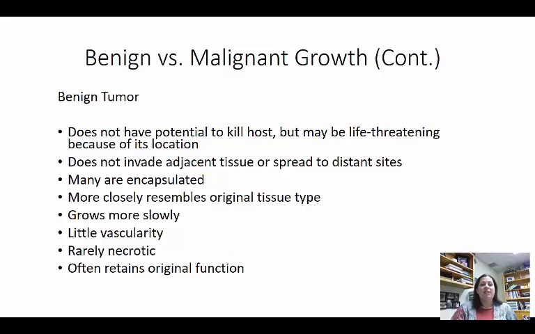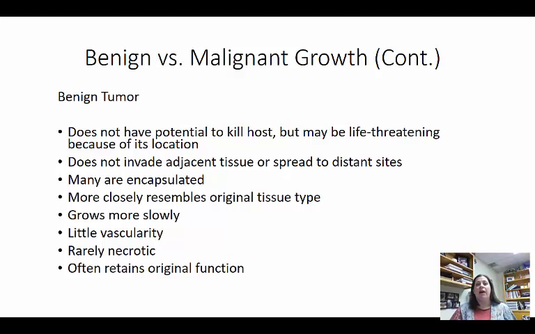This type of tumor does not invade adjacent tissues. It does not spread to distant sites. And so a lot of times it's what we call encapsulated. It's inside of kind of a capsule, like when you have medicine that's inside a capsule. It's contained. It's more closely going to resemble its original tissue type.